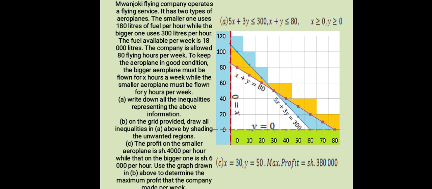C. The profit on the smaller aeroplane is 4,000 shillings per hour, while that on the bigger one is 6,000 shillings per hour. Use the graph drawn in B above to determine the maximum profit that the company made per week.